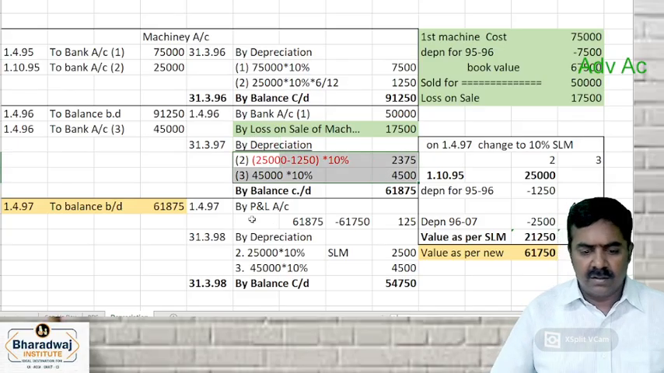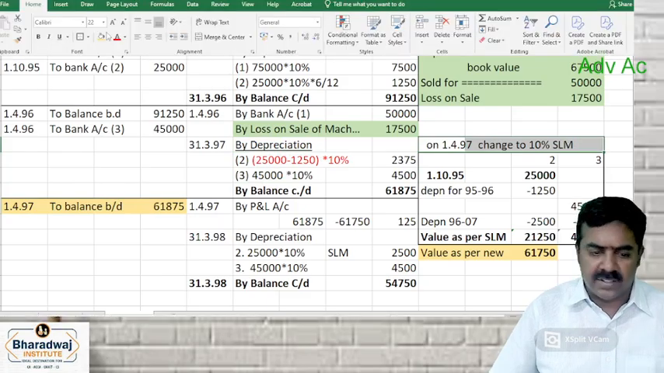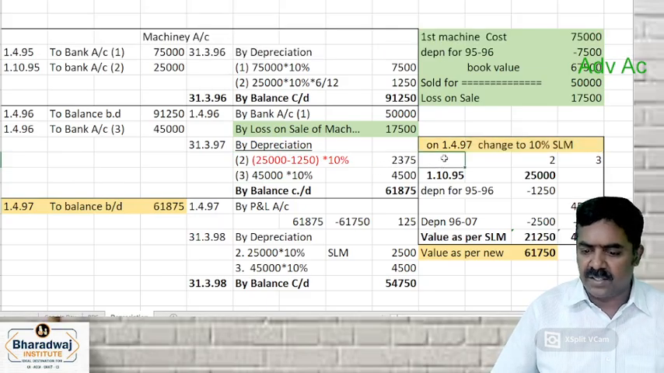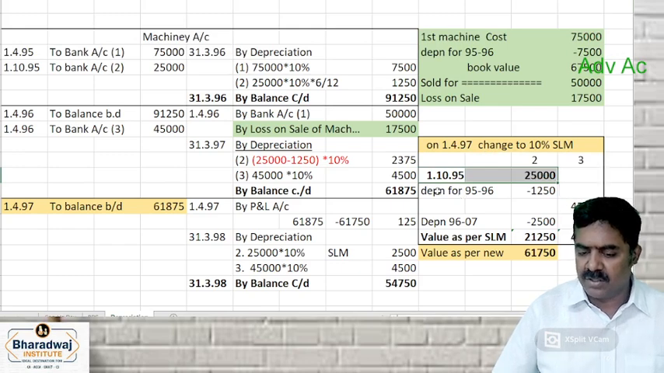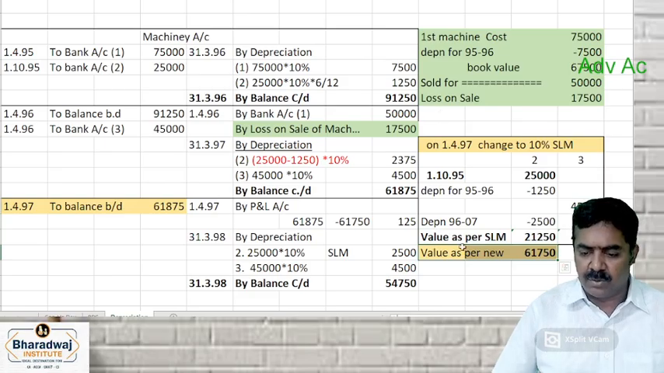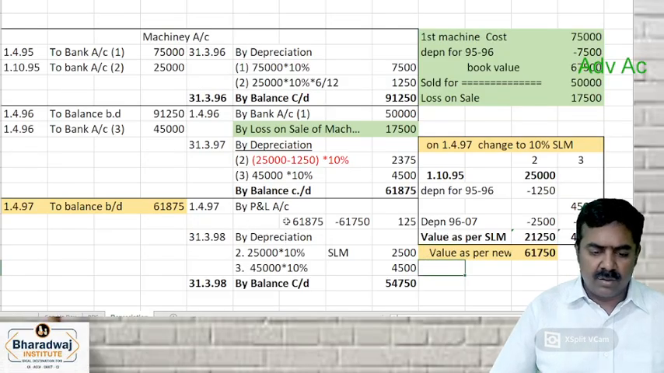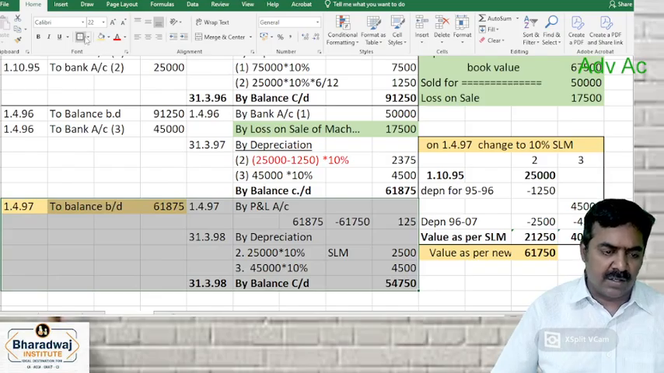Then next year opening balance comes, we change to 10% SLM. For which machine do we change? Second and third machine we change. Second machine, first year 6 months of depreciation, next year 1 year of depreciation, we get the value. Third machine value we get. As per the new method, the value should be only 61,750. But the old value is 61,875 now. The difference you will transfer to P&L account.